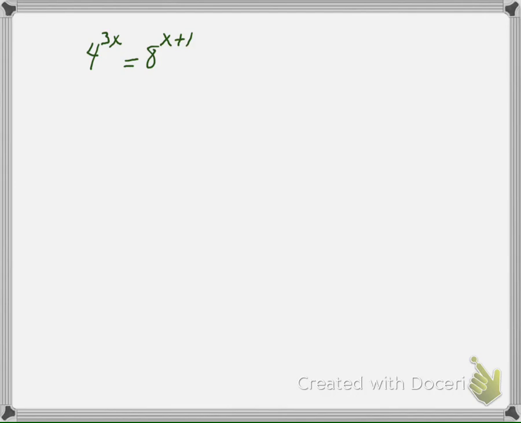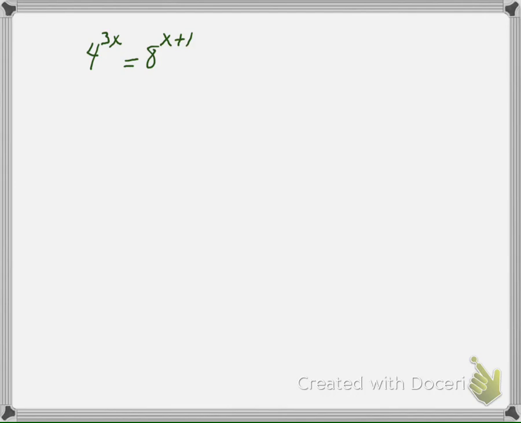Now, in this case, this is a special case because the 4 and the 8 can both be expressed using the same base. If we have the same bases on either side, then it would make sense that the exponents would have to be the same. Because if it's an equation, and the bases are the same, then the exponents would also have to be the same. That's the only way that the equation could make sense, that it could balance.